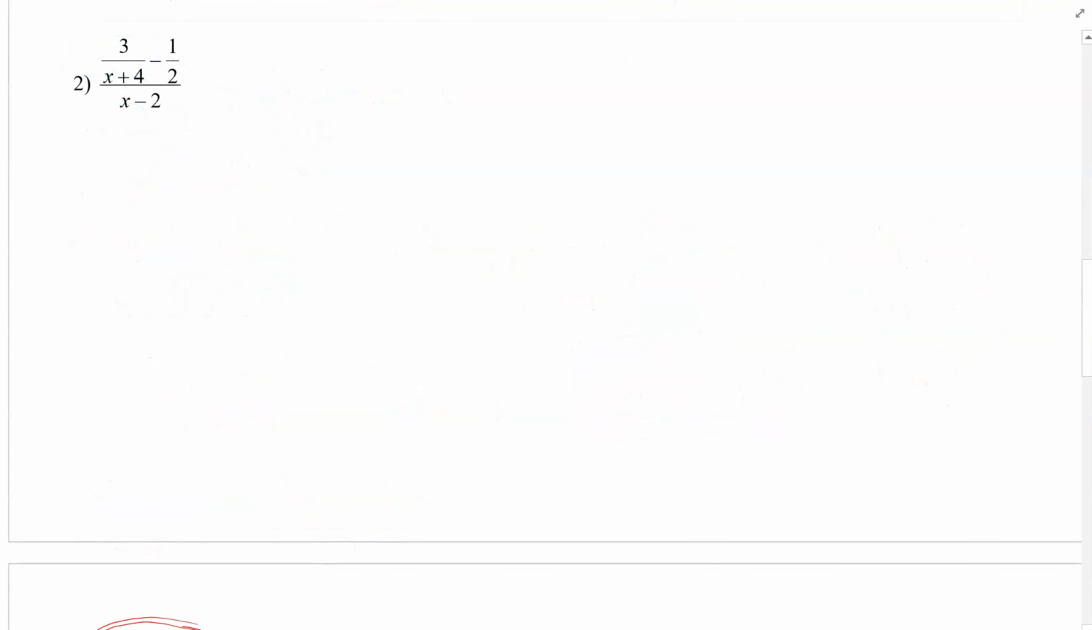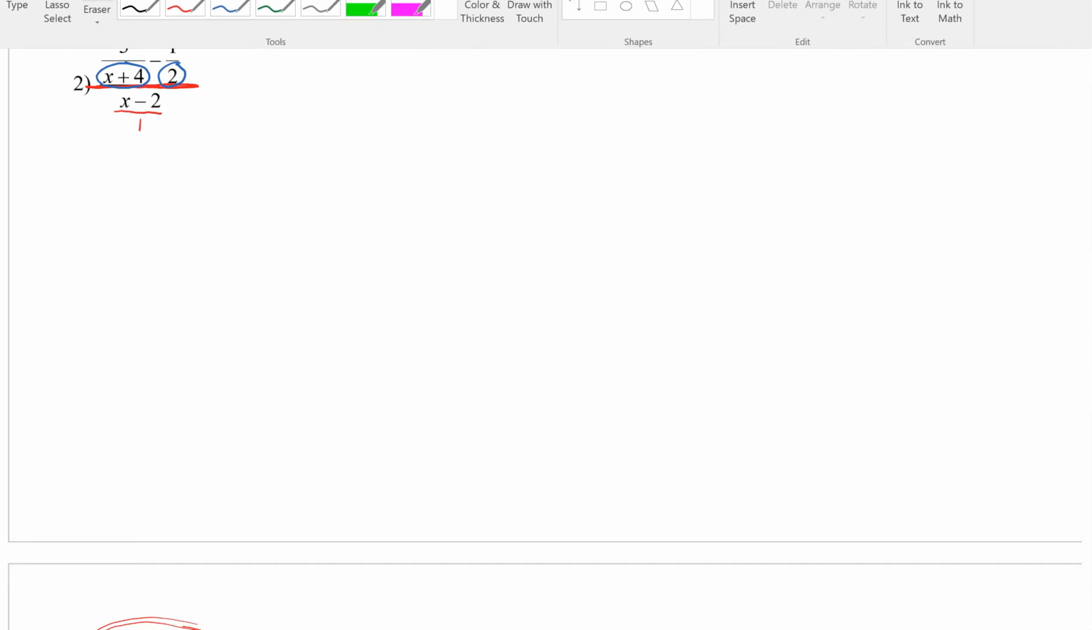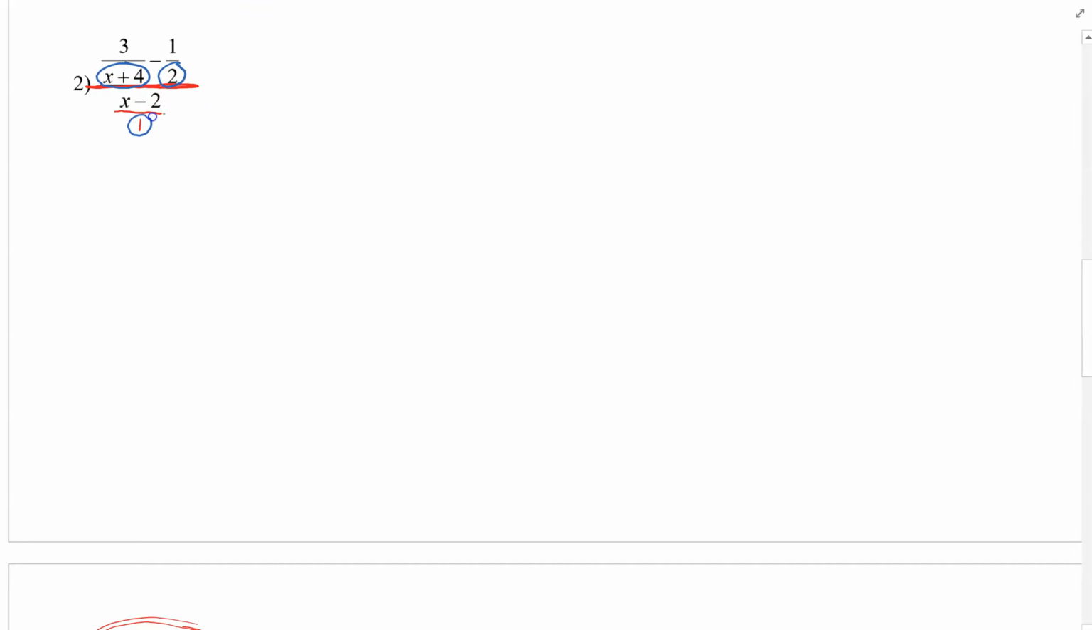Moving on to number 2, again, you have this large complex fraction. Here's the overall fraction bar. So here's my overall numerator, which is 3 over x plus 4 minus 1 over 2. So I look at those mini denominators there. And then this is my overall denominator, which is just a whole expression. So you can think of it as over 1, right? So that would be my little mini denominator in the overall denominator.